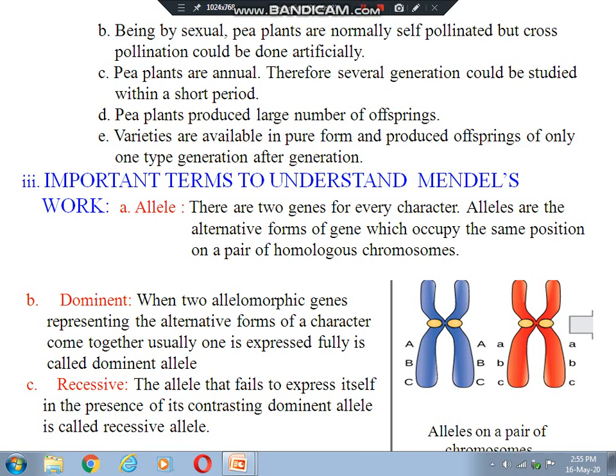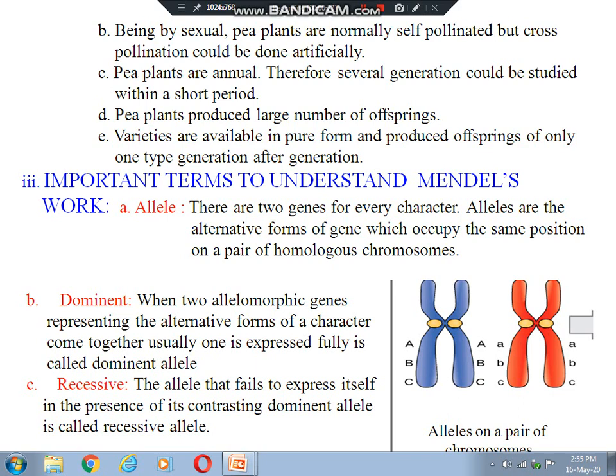Once again, I'm starting from point number B, that is being bisexual. That means pea plants produce bisexual flowers. That is why these plants are normally self-pollinated, but cross-pollination could be done artificially. C number, pea plants are annual.